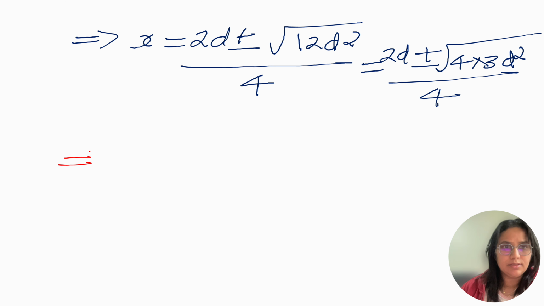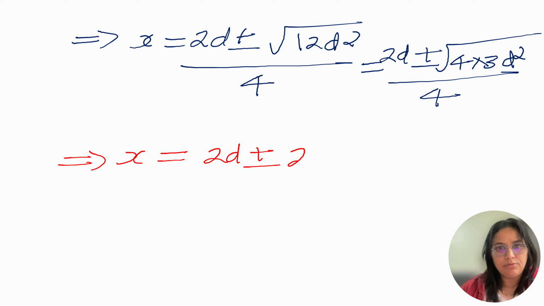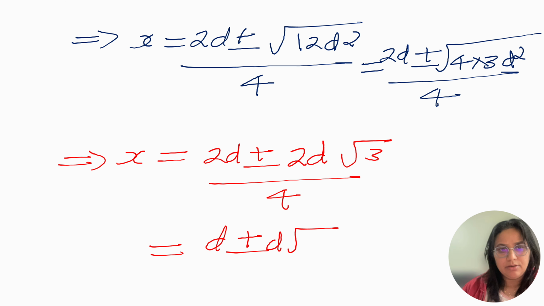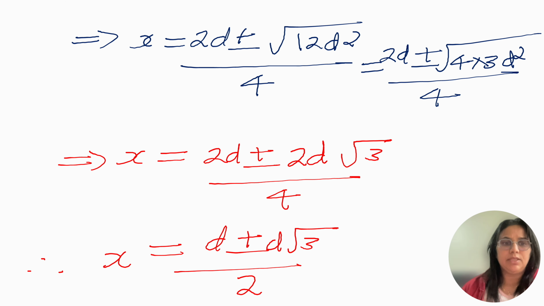So I get x is equal to 2d plus or minus 2d root 3 divided by 4. If you simplify, 2 will get cancelled out. So what you get is d plus or minus d root 3 divided by 2. That is the x value. Therefore, x is equal to d plus or minus d root 3 divided by 2. Since x must be positive, that is, the charge 2q cannot be between q and minus 3q, we take the positive root.